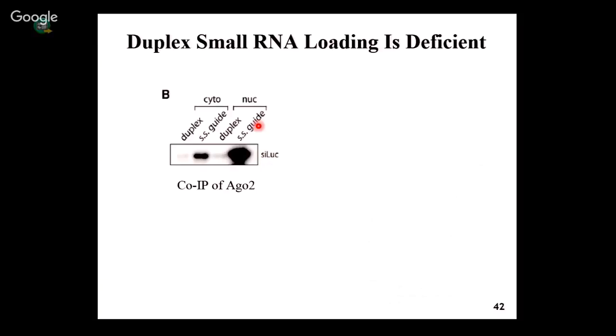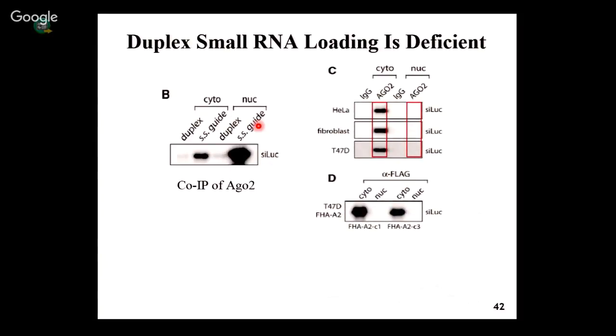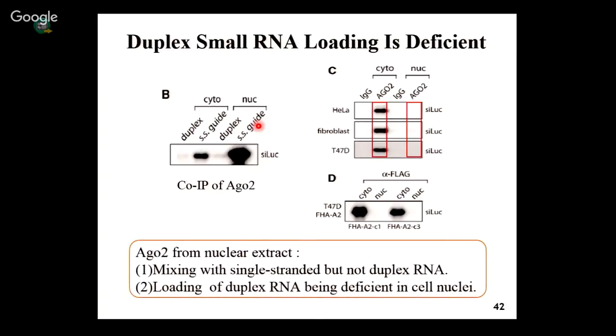To more directly investigate AGO2 loading with the duplex small RNA, AGO2 was immunoprecipitated with the antibody against either the endogenous AGO2, as you can see in figure C, or the FLAG-tagged AGO2, as you can see in figure D. They observed the co-purification of the radiolabeled siLuciferase guide strand in the cytoplasmic, but not in the nuclear extract. These data suggest that the AGO2 from the nuclear extracts was first binding the single-stranded but not the duplex RNA, and second, that loading of the duplex RNA is deficient in the cell nuclei.